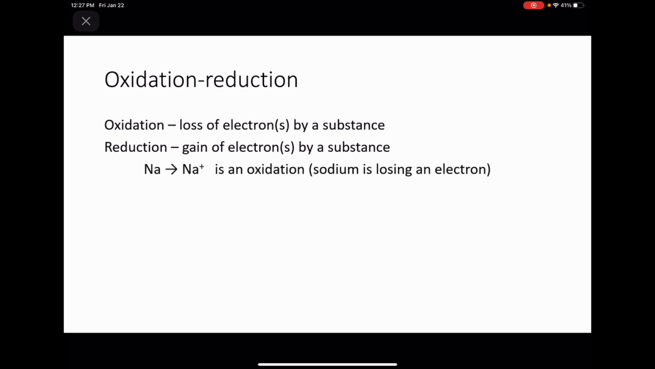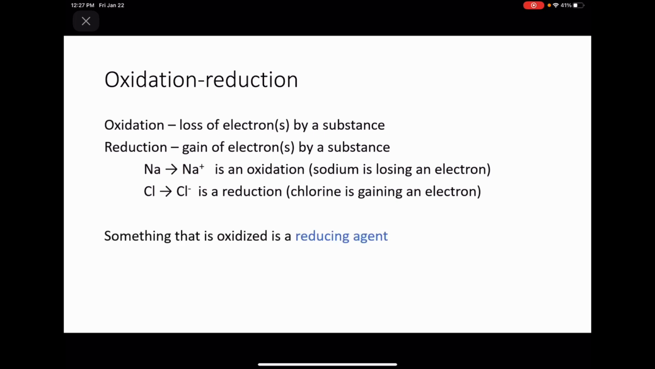An example of oxidation is if we have metallic sodium, it loses an electron, undergoes an oxidation to Na+, the form we typically find. That's an oxidation. If we have chlorine, Cl, we add an electron, or reduce, it gets reduced, gains an electron to Cl-. So that's an example of a reduction.